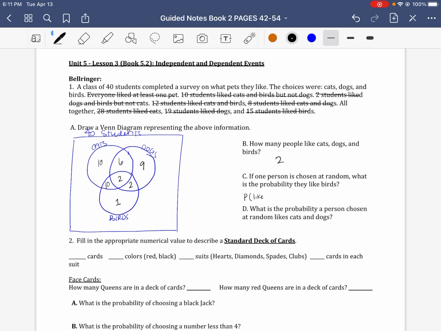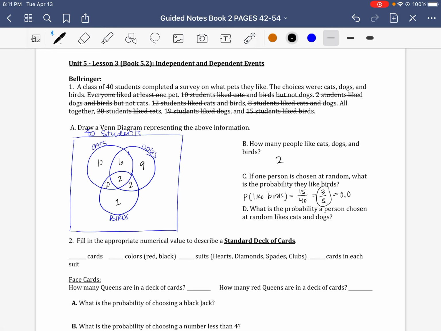So again, I'm just going to practice using the notation, but what's the probability, right? Somebody likes birds. We look over here. And really, we could actually use what they gave us. 15 students like birds, or you can look at here and see that there's 15 in the bird circle. So we would say 15 out of the total 40 students. And again, with probability, we generally simplify that fraction. So we could say 3/8.